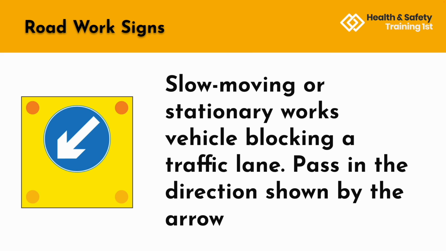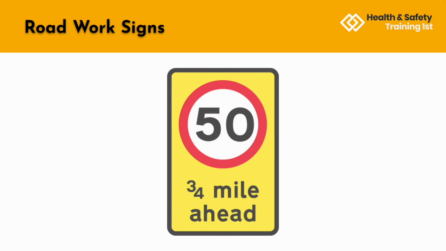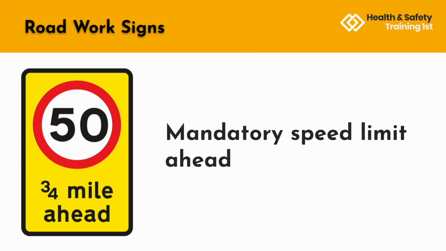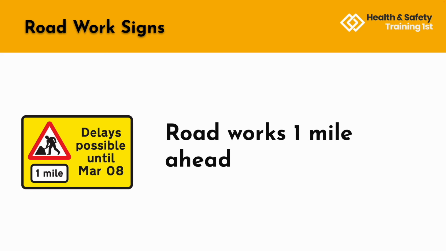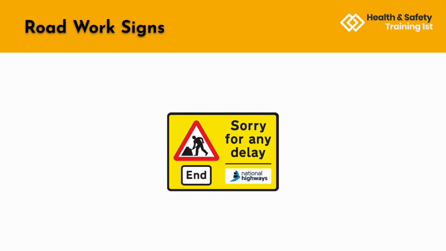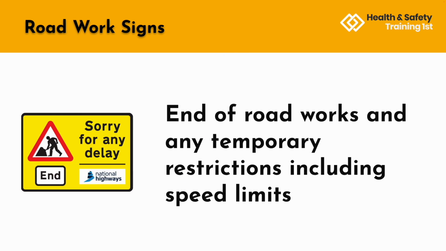Slow moving or stationary works vehicle blocking a traffic lane. Pass in the direction shown by the arrow. Mandatory speed limit ahead. Roadworks 1 mile ahead. End of roadworks and any temporary restrictions including speed limits.